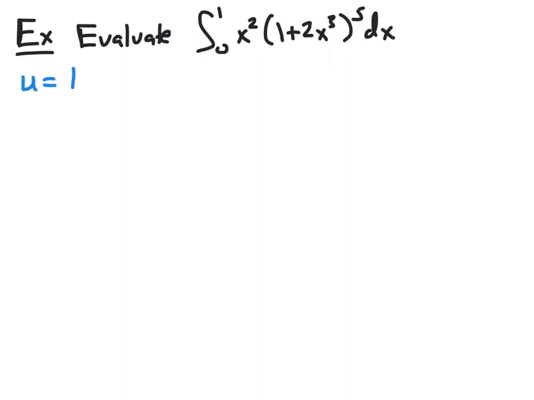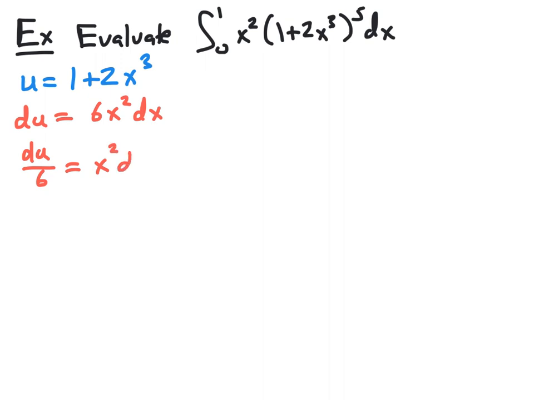If we let u be 1 plus 2x cubed, that's the inside function of our composition in the integrand, we see that du is going to be 6x squared dx. And we have x squared dx in our integrand, and so we can adjust this by dividing both sides by 6. So du over 6 is going to be x squared dx. And that we can substitute into our integral.